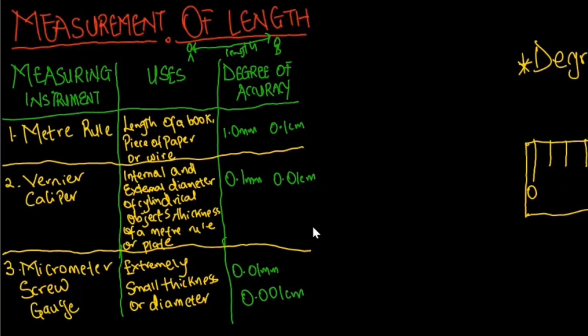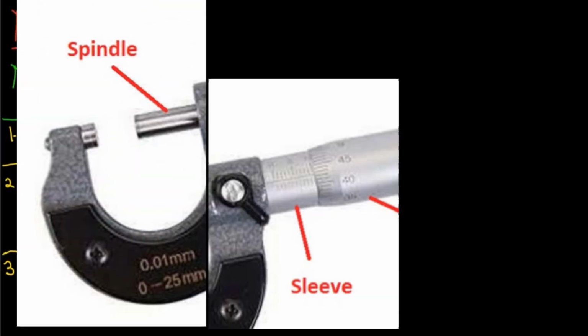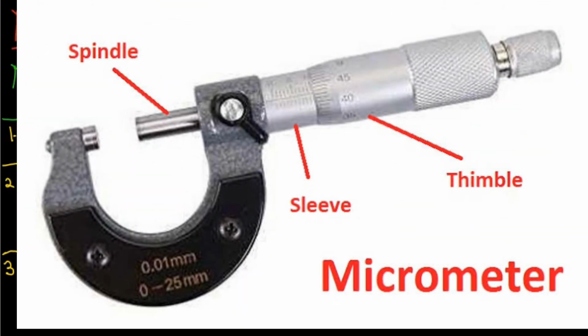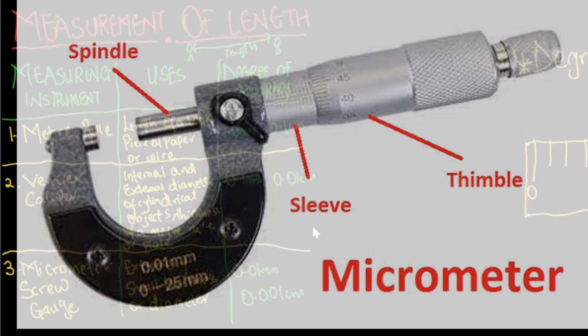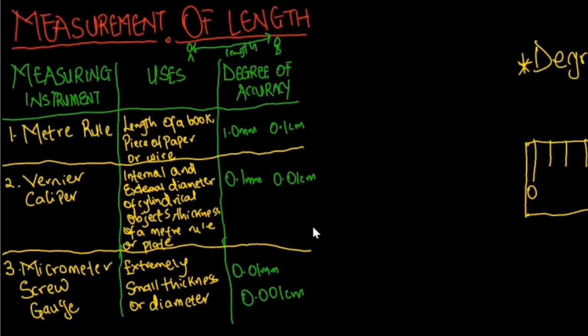So one thing you should know is that as we move from our first instrument, which is meter rule, to our third instrument, we are using them to measure extremely small lengths. So the Vernier Caliper can measure small lengths that the meter rule cannot measure. Then for the micrometer screw gauge, you can see it in the name. The word micro means small. So it measures very, very small thickness or diameter.